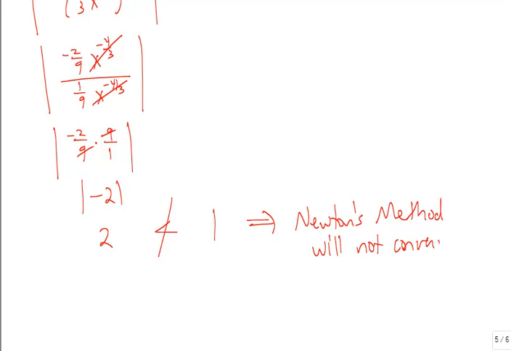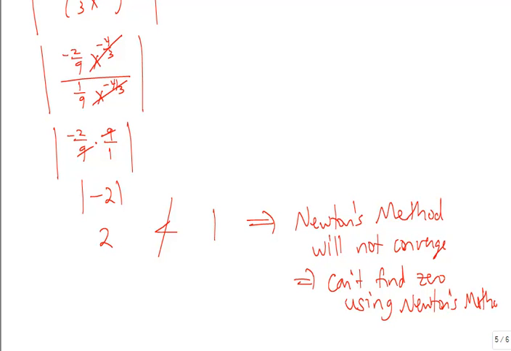So unless this is less than 1, we won't have a converging sequence, so we won't be able to get our 0 using Newton's method. Okay?